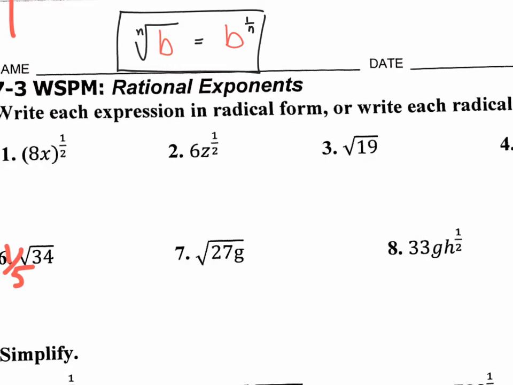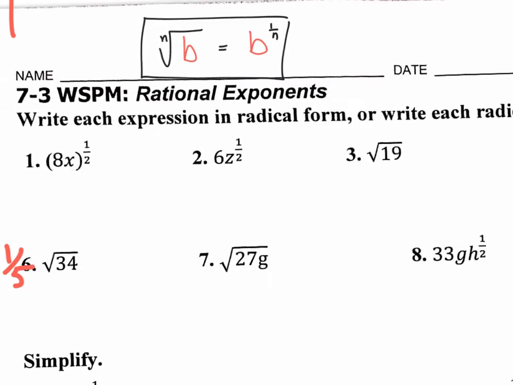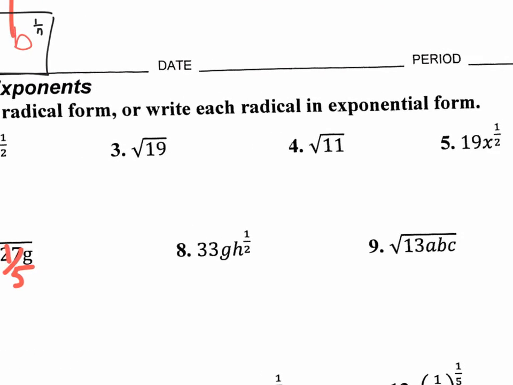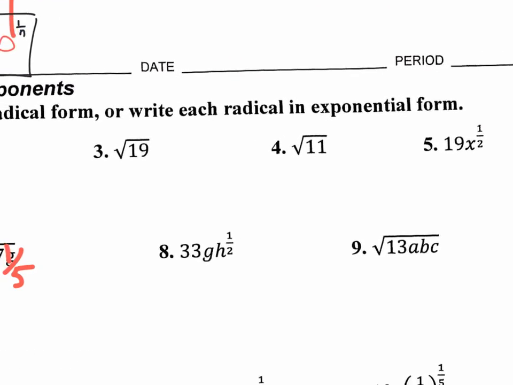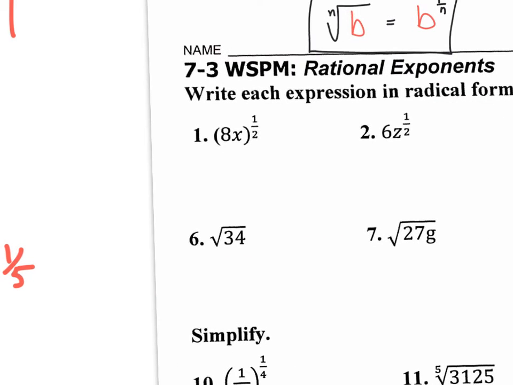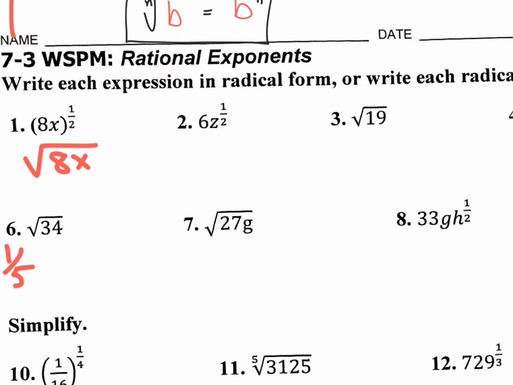So jump into the homework assignment of today. The instructions say write each expression in radical form or write each radical in exponential form. Okay, so if you have a rational exponent, change it to a radical. If you have a radical, change it to a rational exponent. It doesn't even say simplify, so you don't really have to worry about it. So number one, we're going to change that to the square root of 8x. Done. Piece of cake.